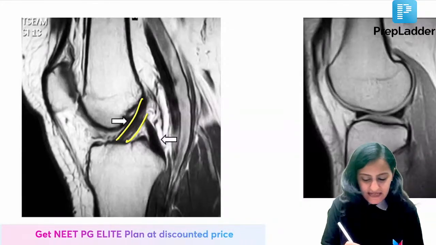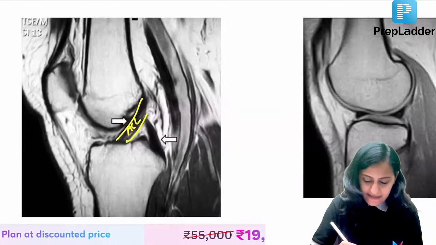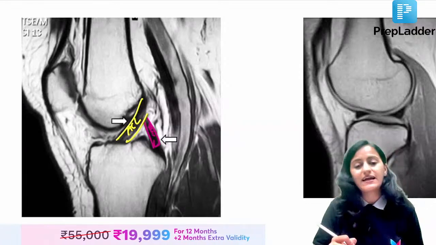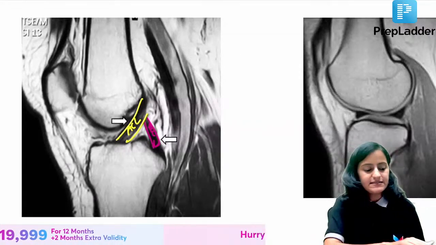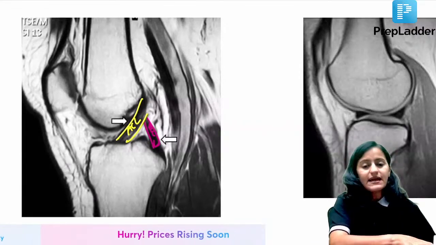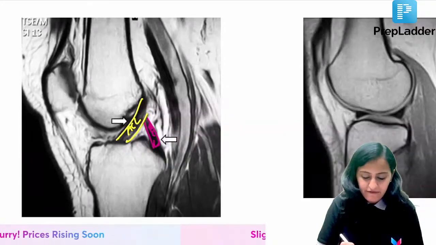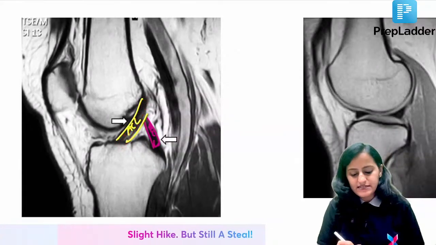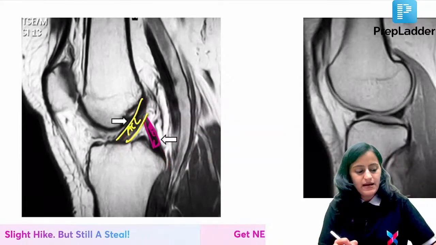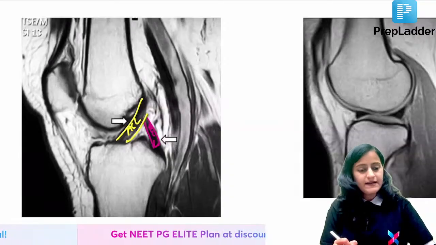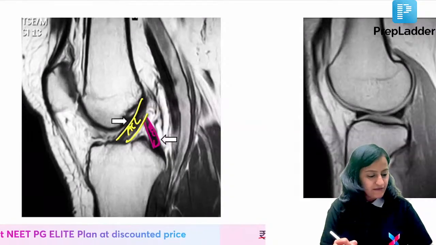Very good. This is ACL and this one here is going to be PCL. Again, it has been asked in the INICET exam. So, ACL and PCL. ACL goes in front on the tibia and PCL goes behind. That is how you identify ACL and PCL. Clear with everyone?